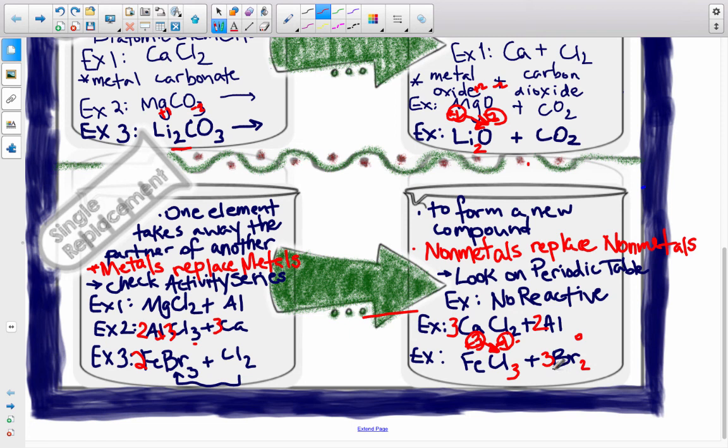So now my bromines are nice and balanced, but the iron also got doubled on the left. I put a 2 in front of the iron on the left, so I have to do the same thing on the right. That gives me a total of 6 chlorines. So go back to the left, and we're going to have to multiply chlorine by 3 so that I can have 6 atoms of chlorine on both sides of the equation.